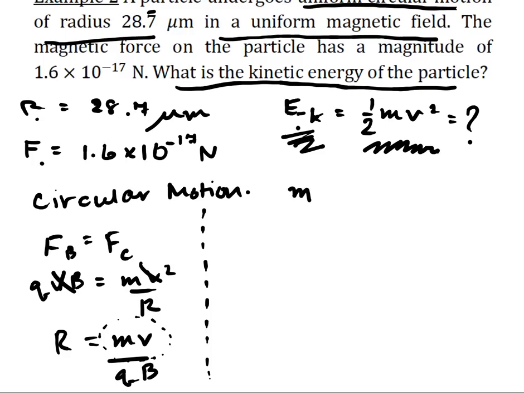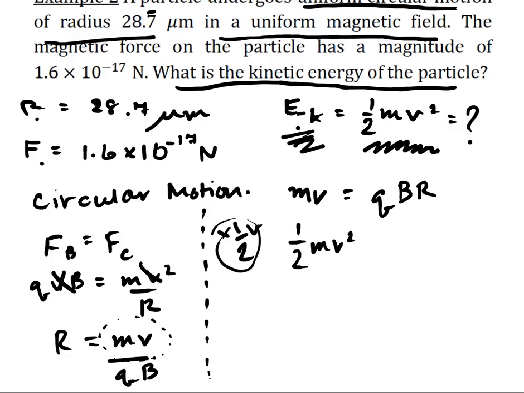I will start with mv equals qBr, and when you want to get the half mv squared, you just times this equation by half v. So times mv by half v, you're going to get the half mv squared, and on this side you're going to get the half qvB and times by r.